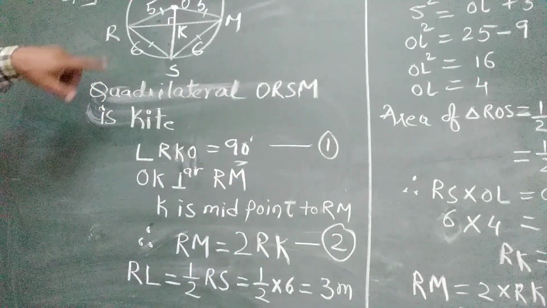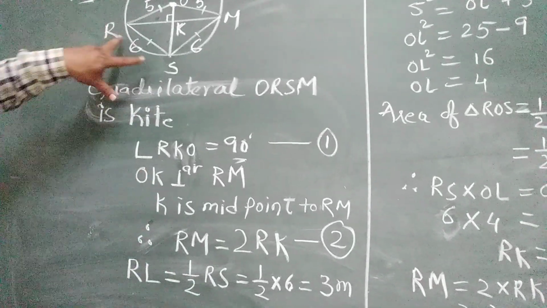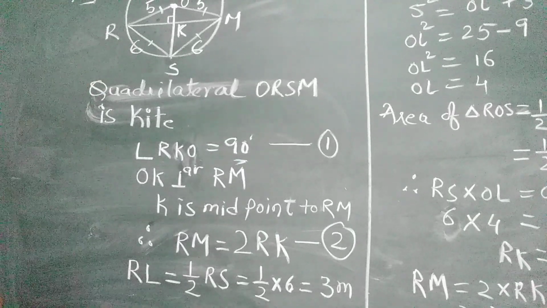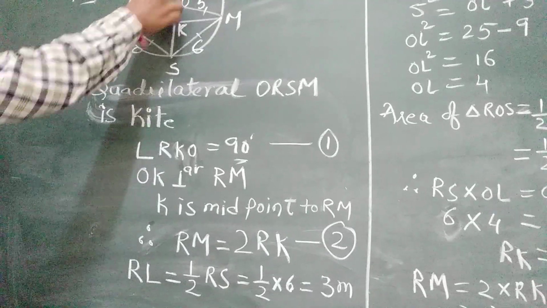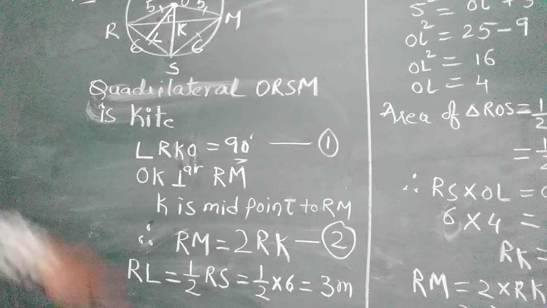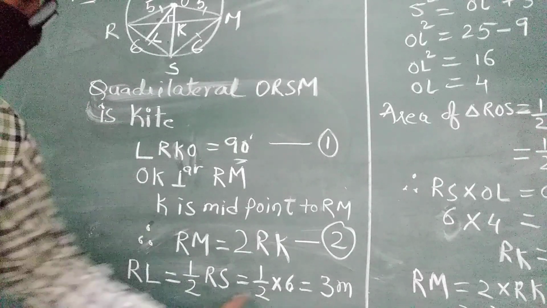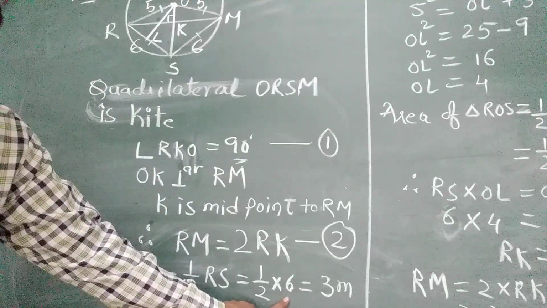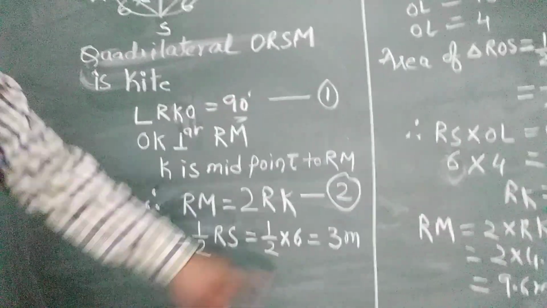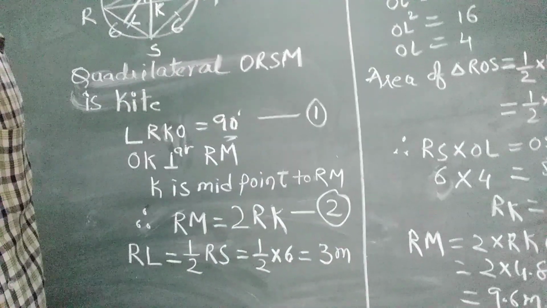Now, RL is equal to half of RS. Hence, it is equal to half into 6, because RS is equal to 6, which is given. Hence, RL is equal to 3 meter.